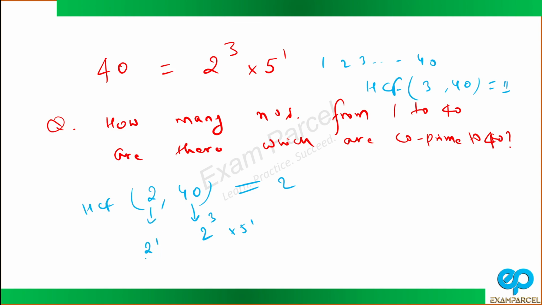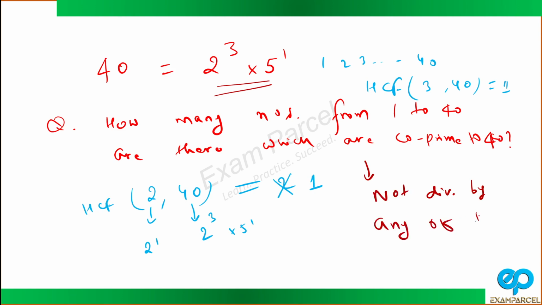So can I say that if I want this HCF as 1, it means that I cannot have any prime factor common between those two numbers, right? So it means that I want all such numbers from 1 to 40 which are not divisible, I think that would be a better word, not divisible by any of the prime factors.